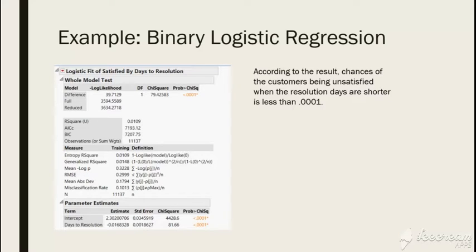So if you look at the result, we can easily tell that the chance of the customer being unsatisfied when the resolution days are shorter is really low, which is 0.0001. So this means we can reject the null hypothesis.